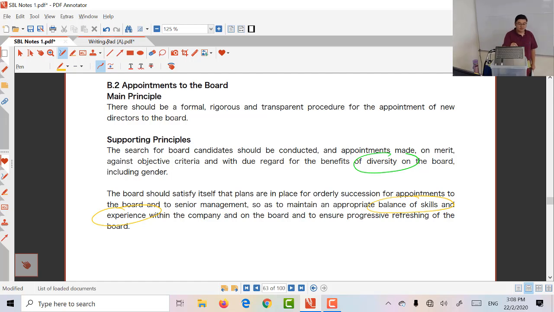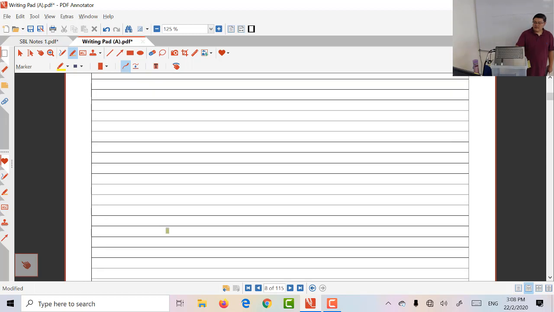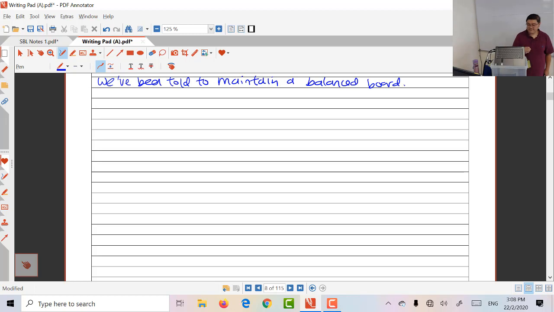Okay, so I need to jump out from here and discuss this. We have just been told by the code, okay? We have been told to maintain a balanced board. That's what the code tells us, okay? We've been told to maintain a balanced board.